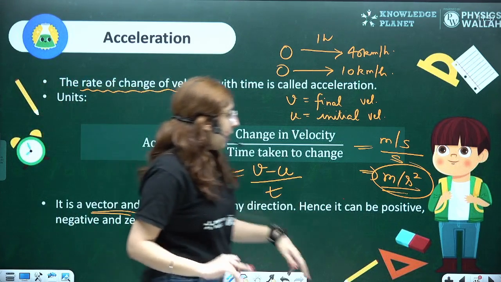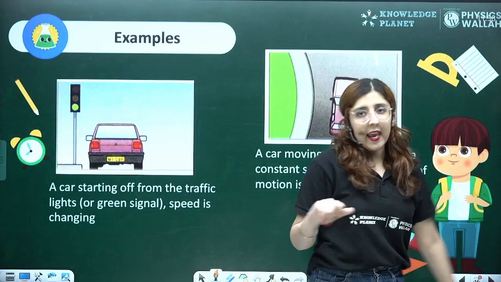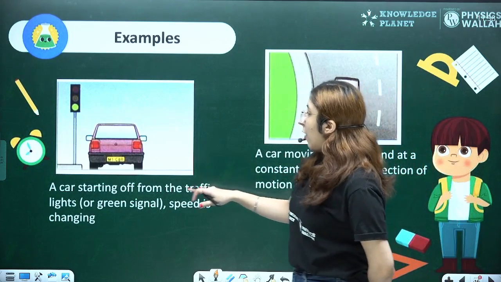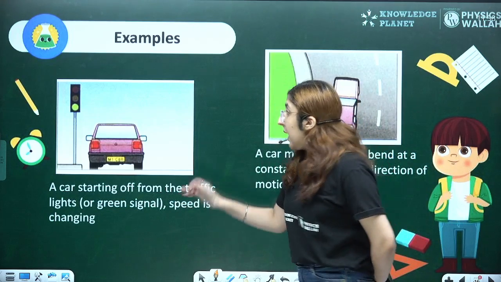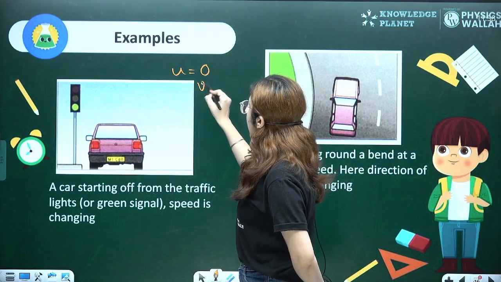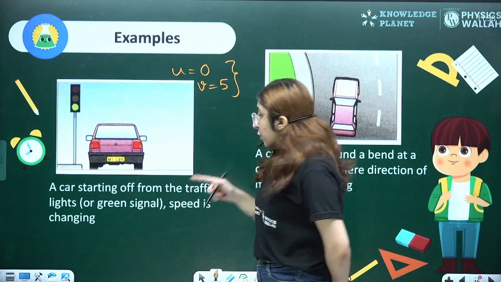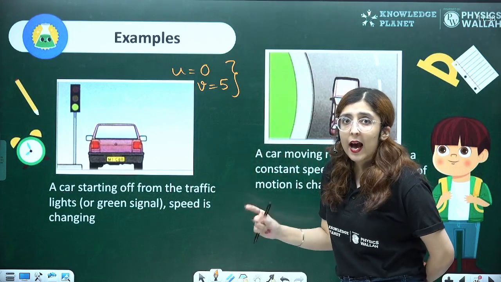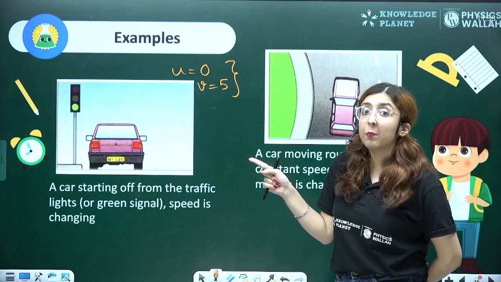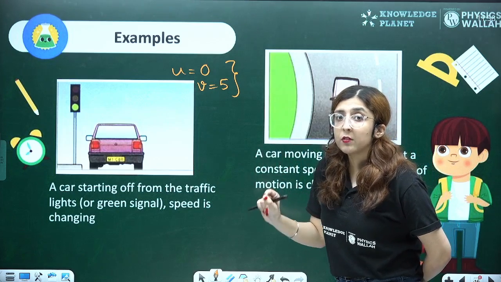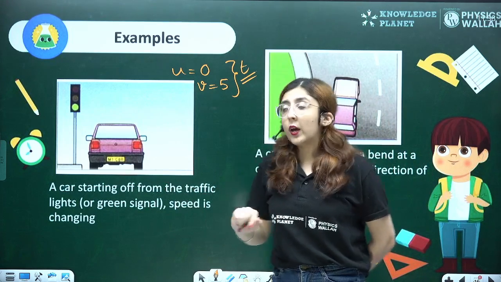Now, taking this forward, when we talk about acceleration, let us take up some examples. A car is starting off from a traffic light or green signal, and its speed is changing. Initially the car was at 0. Now it will have some velocity, let us say 5, and there will be a time taken. So the speed is changing. As the speed changes, velocity changes, non-uniform velocity, in a specific time. So yes, acceleration.